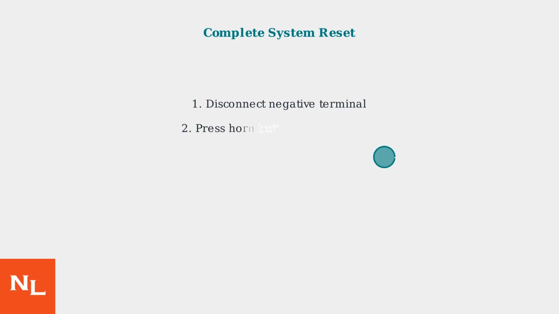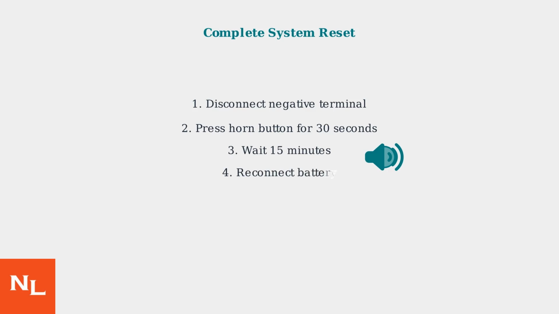Let it idle for 10 minutes to allow the system to relearn sensor baselines. For the most thorough reset, use the complete system reset procedure. This drains all residual power and forces a complete system reinitialization. First, disconnect the negative battery terminal.